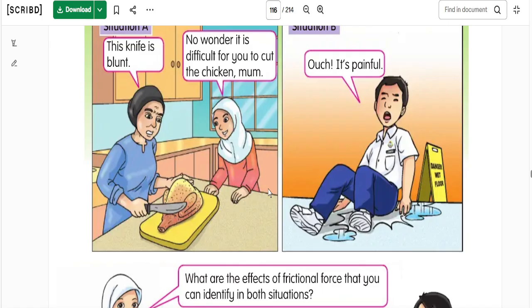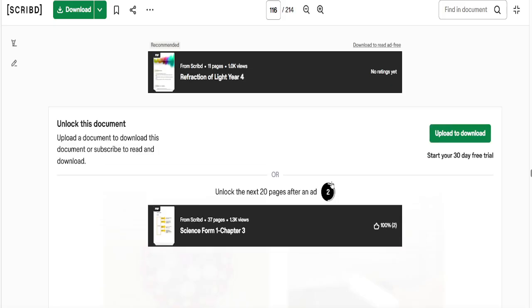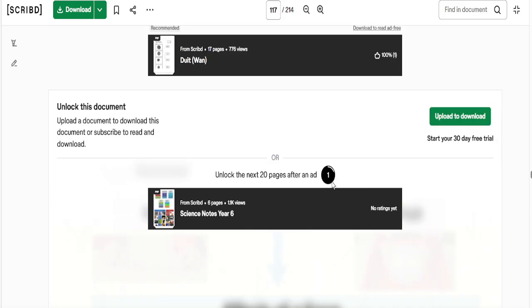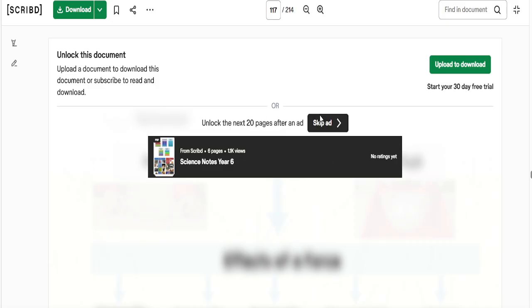Okay. So in the first case, the frictional force between the blunt knife and the chicken produces heat, which is why it is difficult to cut. And in case B, with the boy and the wet floor, the frictional force is less, and that's why he fell, right? So let's go ahead.